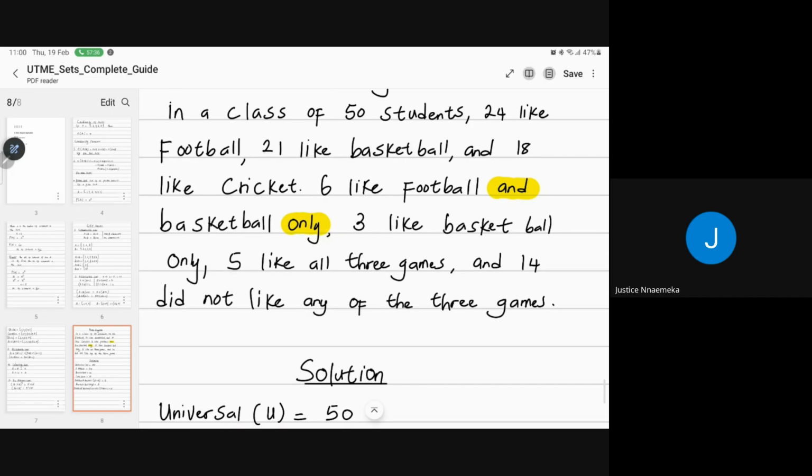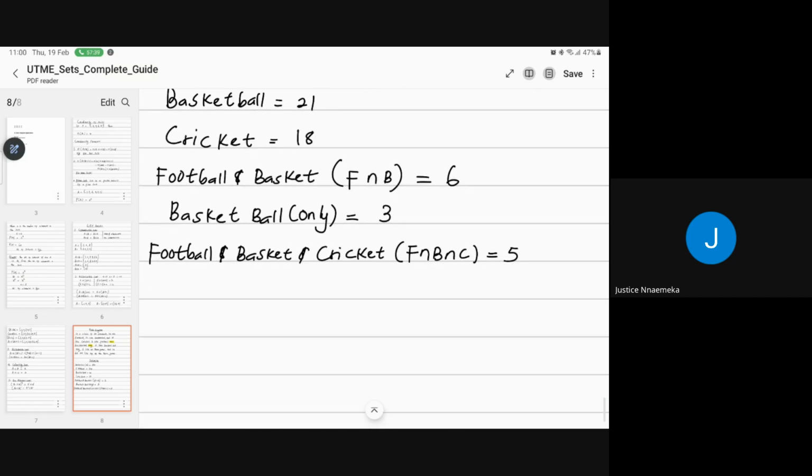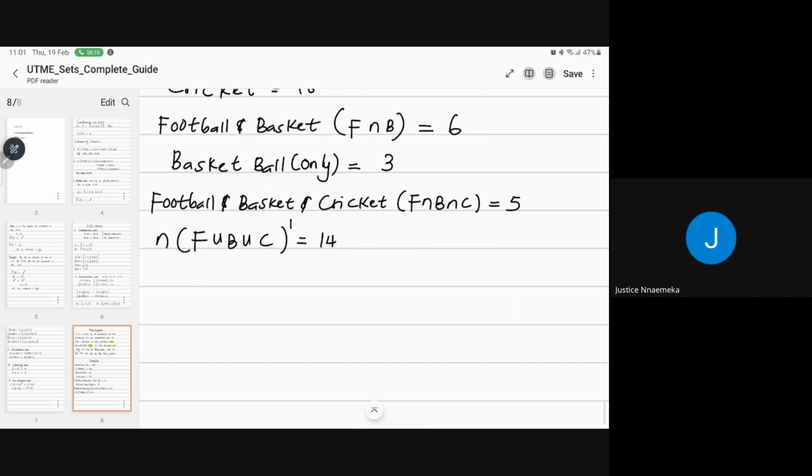All right. And 14 did not like any of them, right? So that means the number that likes none, the complement of F union B union C, is equal to 14. What is not in F, B, or C but is in the universal set is 14 of them. So with this information now, we can draw our Venn diagram.